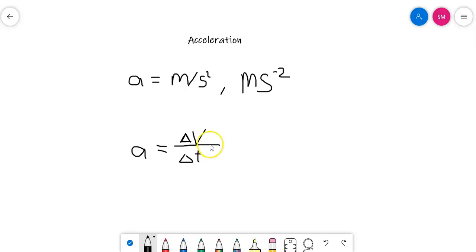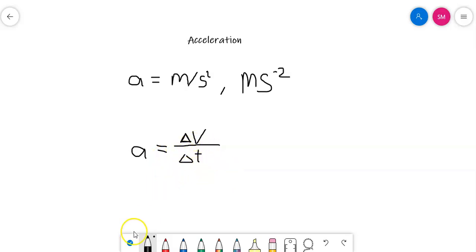So if an object was to change speed by, let's say, 1 meter per second, and that happened over a really long period of time, this number would be really large, so you would end up with a small acceleration. Whereas if the change in velocity was 1 meter per second and that occurred in a very short period of time, let's say 0.1 seconds, then the acceleration would be much larger than it was for the previous value.